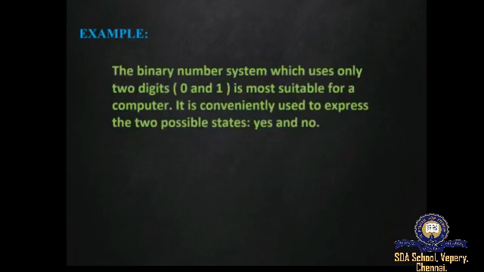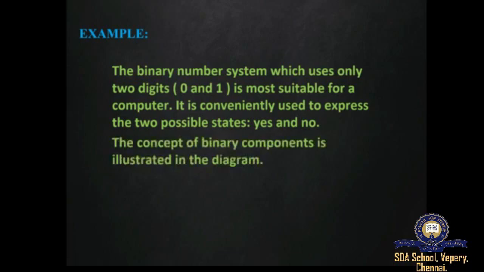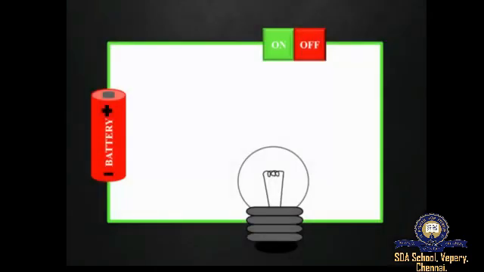For example, the binary system, which uses only two digits, that is 0 and 1, is most suitable for a computer. It is convenient to express the two possible states, that is yes and no. Now we are going to see a small example of what we use in our day-to-day life. If we want to switch on the light or fan, anything, there are only two possible states, that is one is off and one is on.